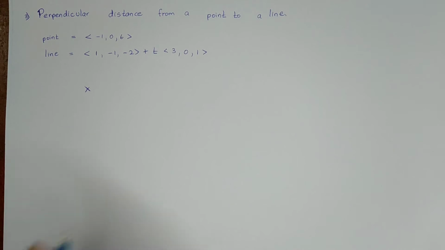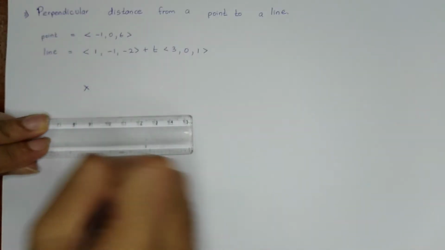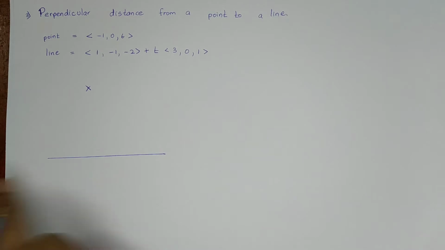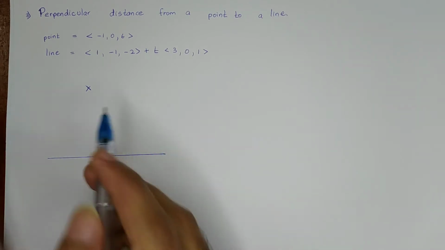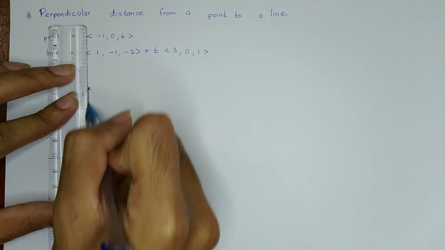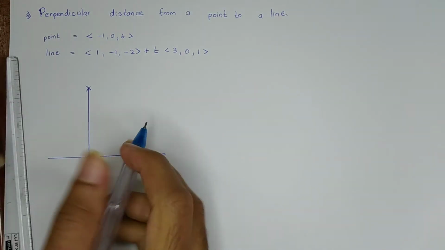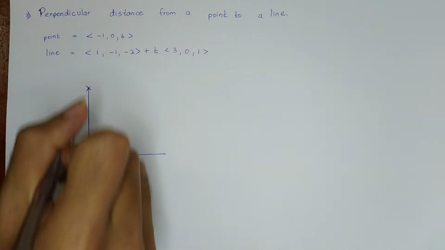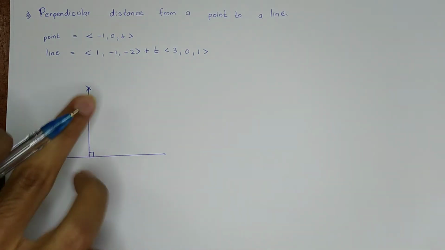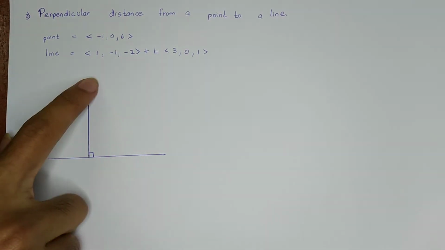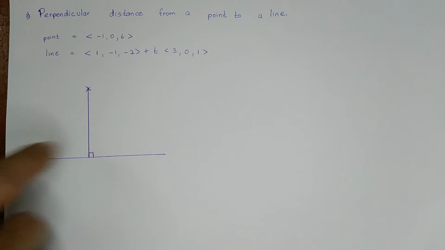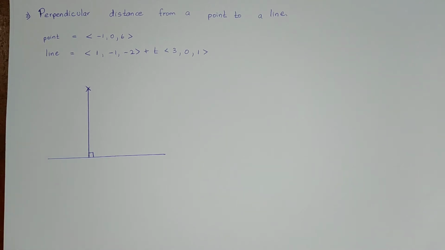There is a line and they have given the line's vector equation too. They have asked us to find the perpendicular distance from this point to this line. So we need to find the perpendicular line first. After that only we can find the length of it. I hope this question is clear for you.